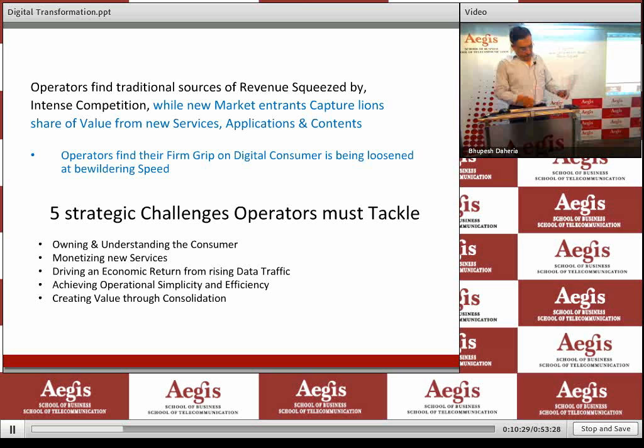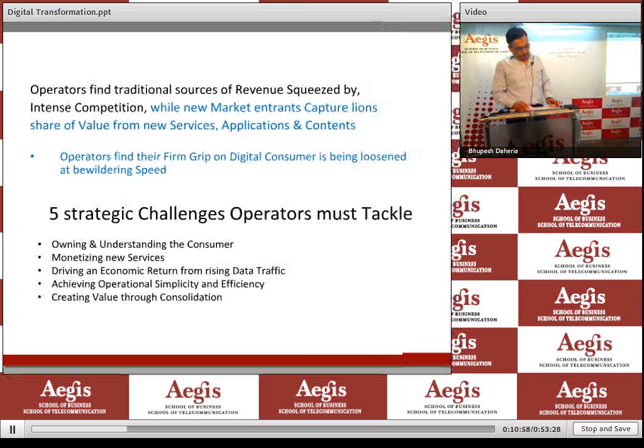So these strategic challenges which are there for the operators: the more you understand your customer, the better you can address him, because if you don't understand your customer, you cannot. It doesn't matter whether it is a consumer or an enterprise or a wholesale customer, right? You need to understand your customer depending on each type of business.